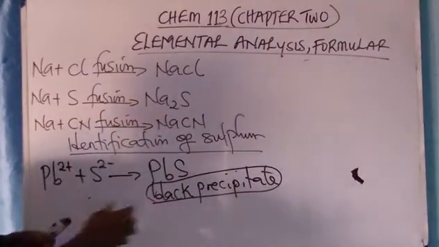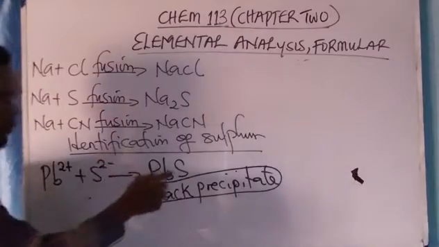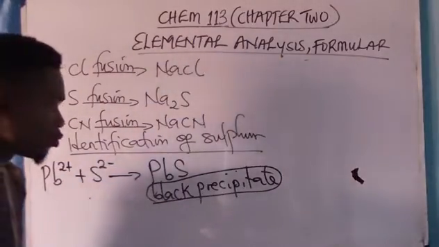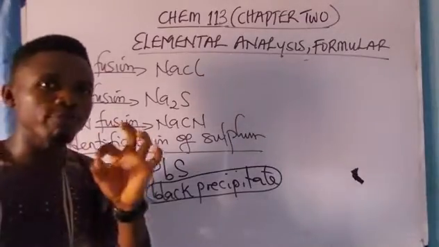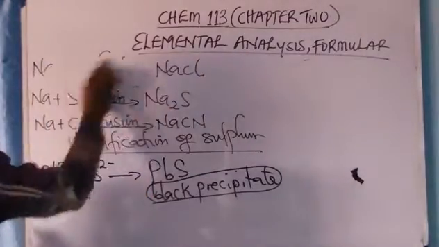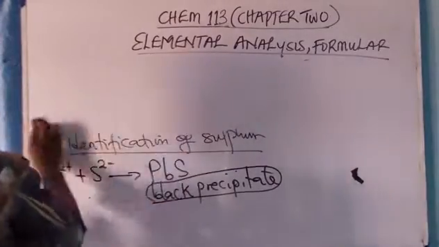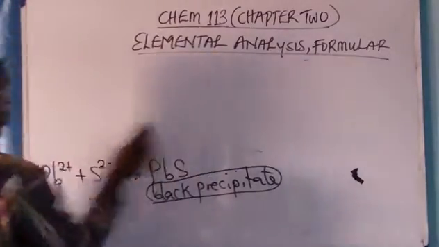So the presence of this black precipitate indicates the presence of what? Sulfur. Please, sulfur is also tested using what? Confirmatory what? Test. Using a confirmatory test, the sample is added to dilute.